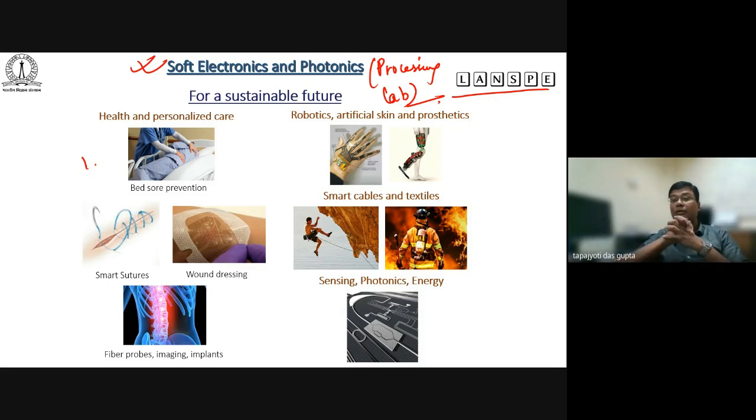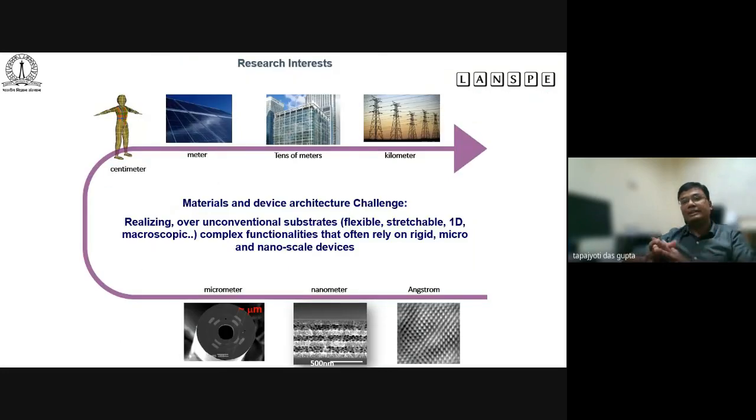This is what we, if we want to sell this, for example, as wearable electronics or wearable photonics, these things in the market values, we should keep this in mind always. Second is also for fiber probes, imaging and implants, and also we'll see how we can use 2D materials or 2D planar structures, which are also known as metasurfaces. So with this, our research interest goes to what we address, or what are the challenges that are still there from an industrial perspective.